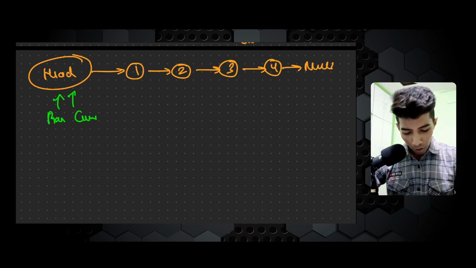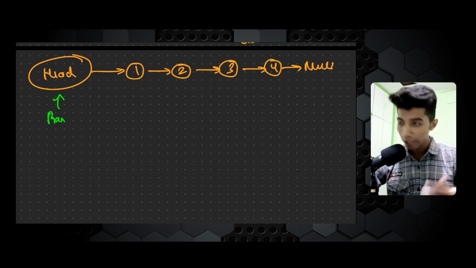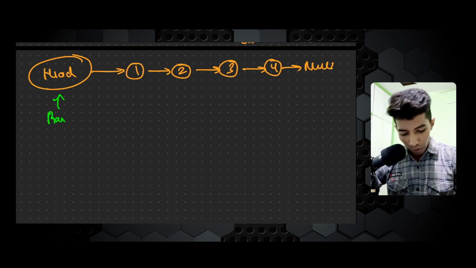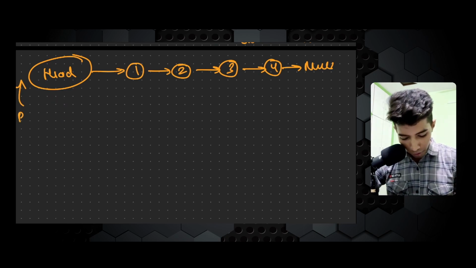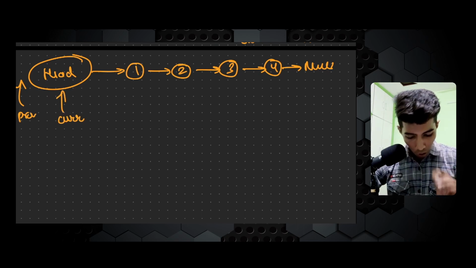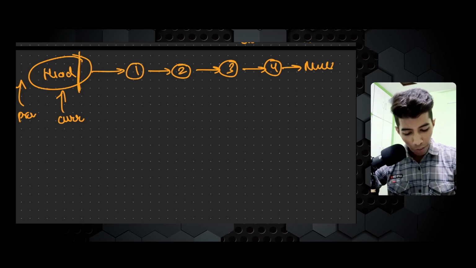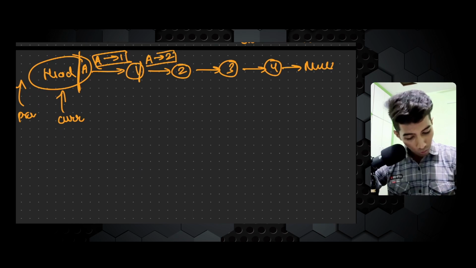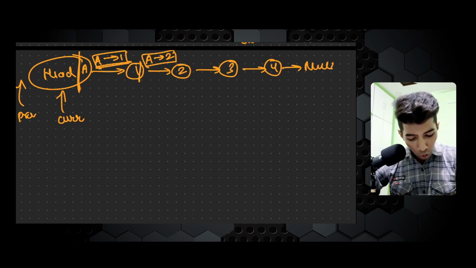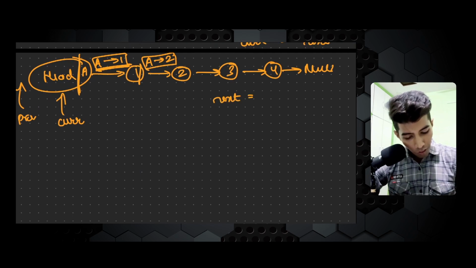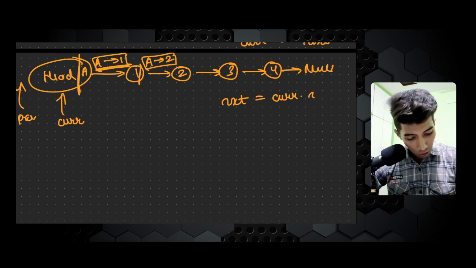So now let's understand this question again. My previous is not here, my previous is here, and my current is over here. First I will have to store this particular address. This node also contains one address, and this address is nothing but the address of 1. This also contains the address of 2, right? So first I have to store this address somewhere. How will I store it? I will create one variable, nxt, and here I am storing current dot next.